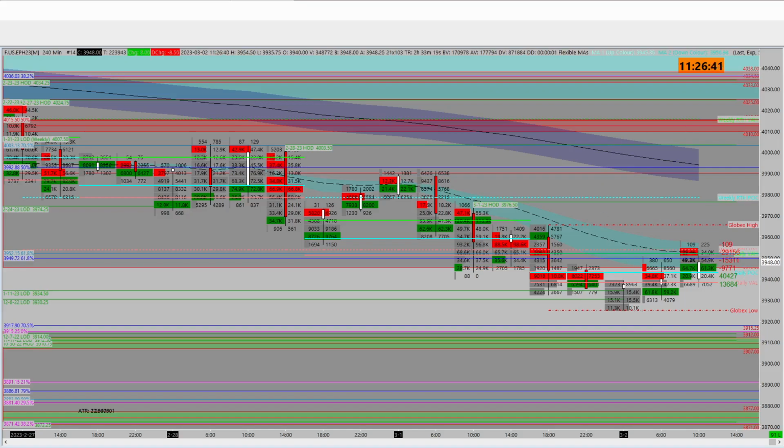So what we're looking at here is a footprint chart. Footprint charts are highly customizable. If you're unfamiliar with what you are looking at, go to the homepage of my channel and I have a video explaining how I have my charts configured. What we're looking at here is transacted volume.